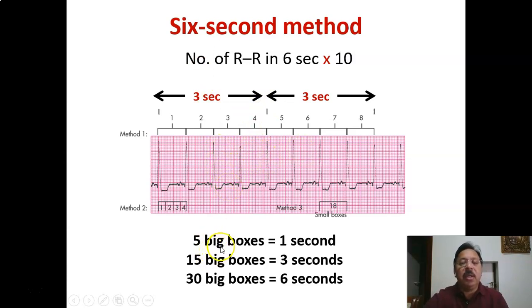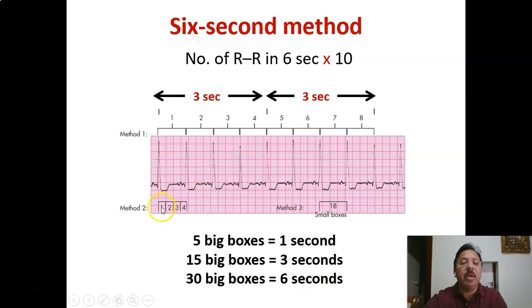On the ECG paper there are sometimes markings, but here on this paper there are no markings. Like here, from here till here, it's 6 seconds. But if you're not sure, then let's see how to calculate the 6 seconds. 5 big boxes is equal to 1 second. So 15 big boxes is equal to 3 seconds, and 30 big boxes is equal to 6 seconds. So let's see where are the 30 big boxes.